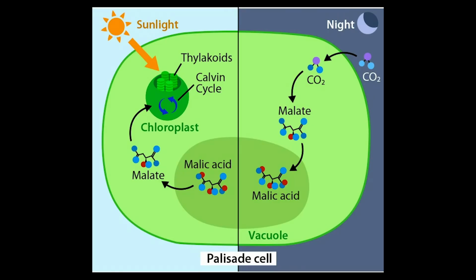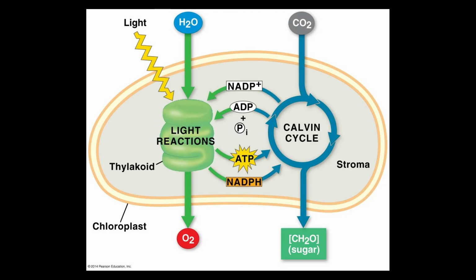CAM plants, on the other hand, function by opening their stomata during the night and closing them during the day. During the day, they conserve water and prevent CO2 from entering, and during the night, they take the CO2 and incorporate it into a variety of organic acids, which are stored in the mesophyll cells. Then, when light reactions occur during the day, the CO2 is taken from the organic acids to power the Calvin cycle. Let's have a recap.